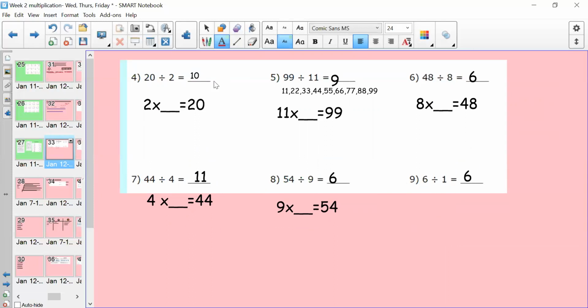Okay, so these are just some strategies you can use. Like I said before, obviously the goal is to know those off by heart the more you practice.